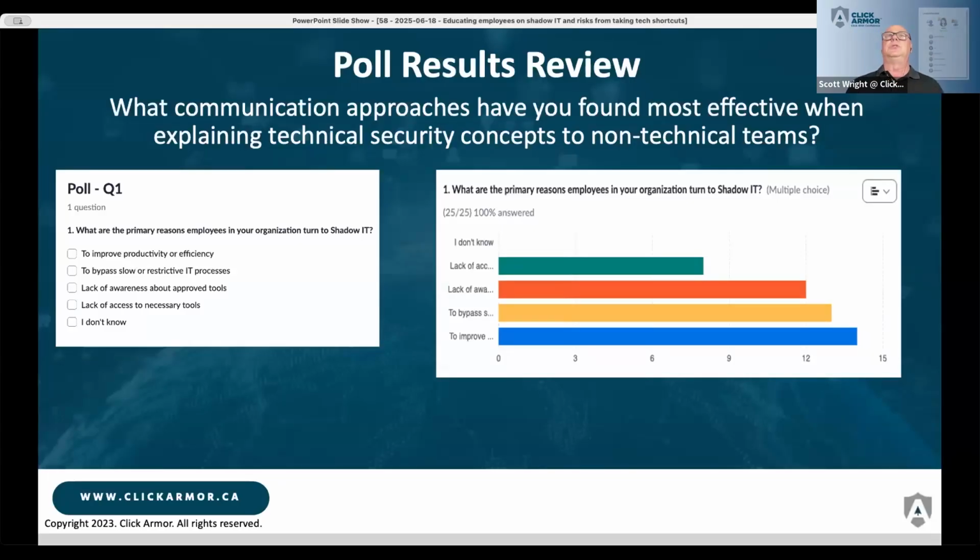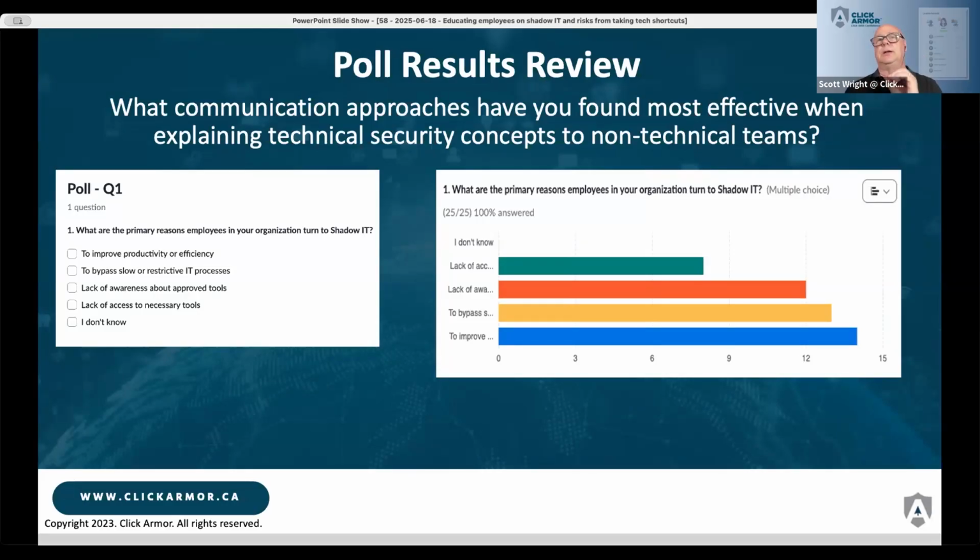Okay. So the results of question 1, you may not necessarily be able to see the entire response. Hopefully we can interpret it because sometimes they're not in the same order. But the question was, what are the primary reasons employees in your organization turn to shadow IT? So number one was to improve productivity or efficiency. So people just trying to get the job done, as we talked about, and to bypass slow or restrictive IT processes, followed by lack of awareness about the approved tools and lack of access to the necessary tools. So I think that's a really interesting one.